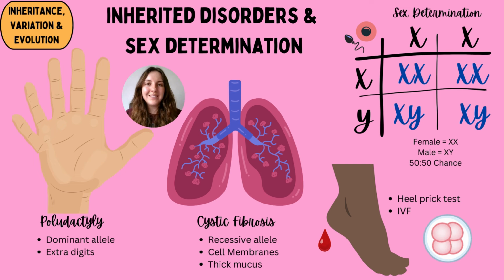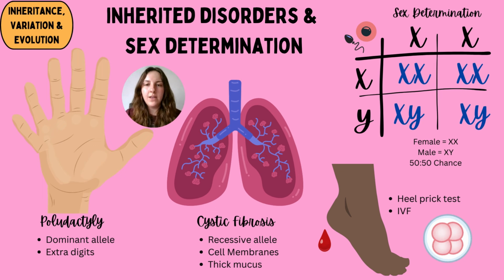Additionally, you need to know about sex determination. So we know that XX chromosomes indicate the person is female, and XY chromosomes indicate the person is male on a genetic level. It's important to know that there is a 50-50 chance of having a child that is male and a 50-50 chance of having a child that's female. And this occurs at every single fertilization event. So if someone's had a boy, they are still 50% likely to have a boy again. Just because they've had a boy doesn't mean they're going to have a girl next.